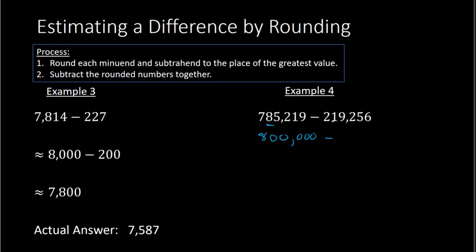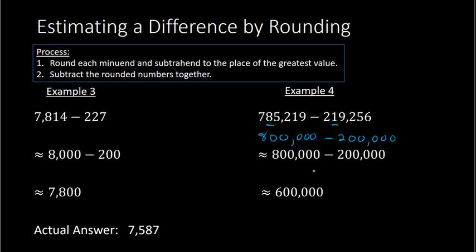The second number, we can round the 2 by looking at the 1 right here. And because that is lower than 5, the 2 would remain at 2. So it's a 2 followed by zeros. So what I have is 800,000 minus 200,000, which would be 600,000. So my rounded answer would be approximately 600,000. Whereas the actual answer would have been 565,963.